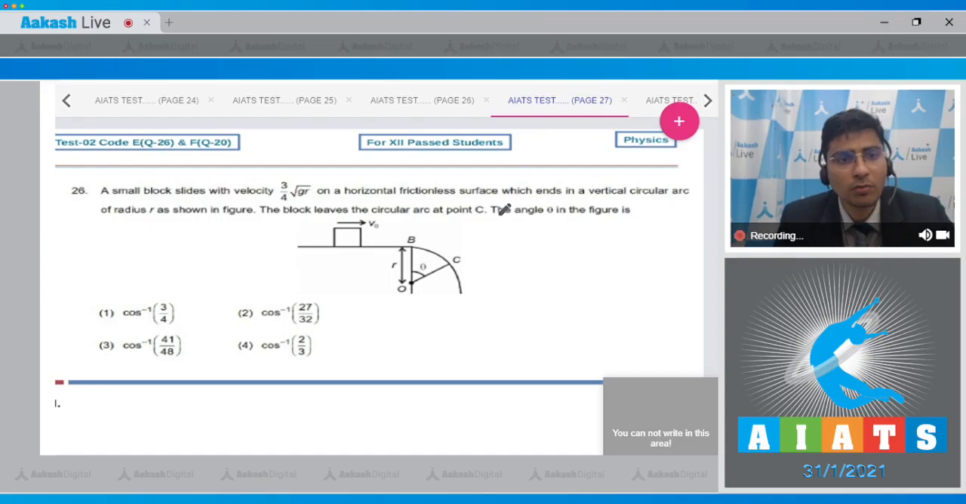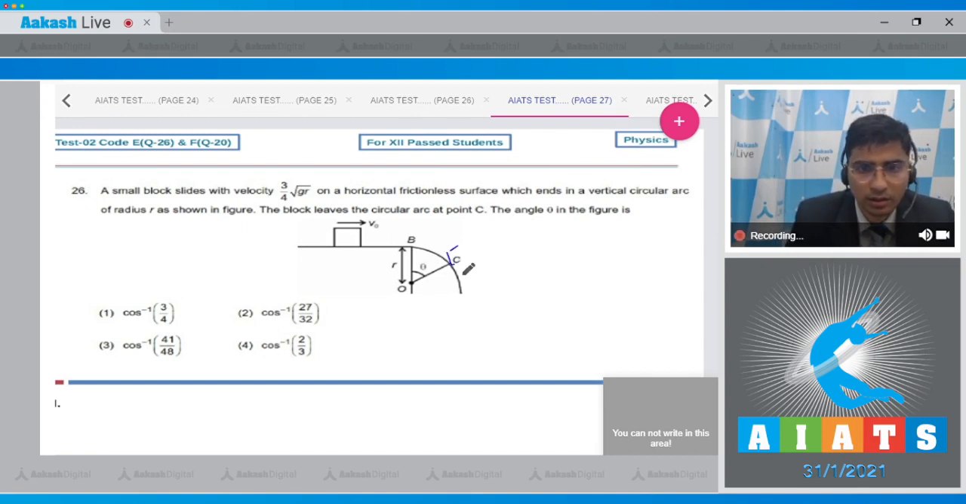In question 26, a small block slides with velocity 3/4 √(gr) on a horizontal frictionless surface, which ends in a vertical circular arc of radius r as shown in the figure. The block leaves the circular arc at point C. The angle theta in the figure is. Now, dear student, let us proceed and solve this question.